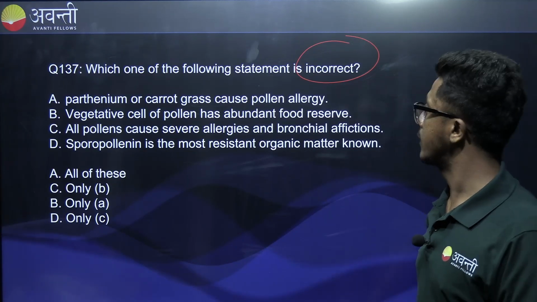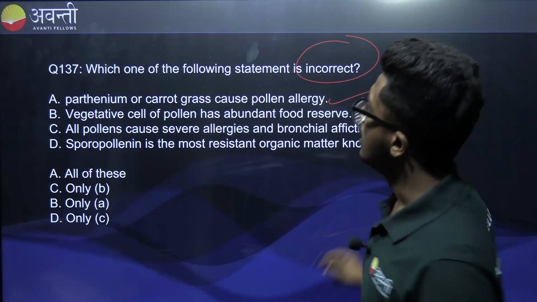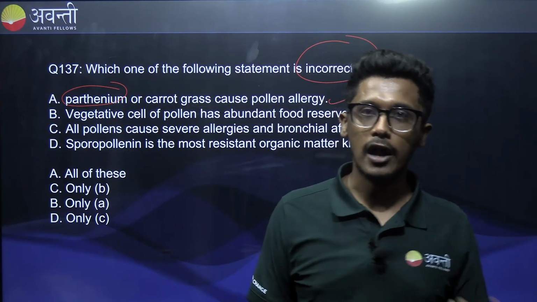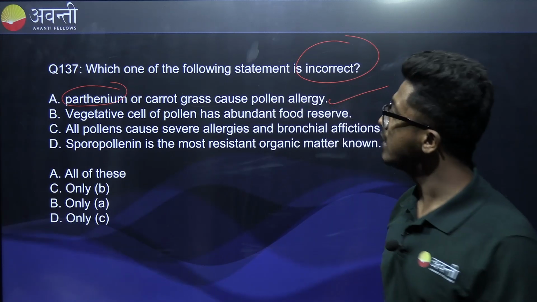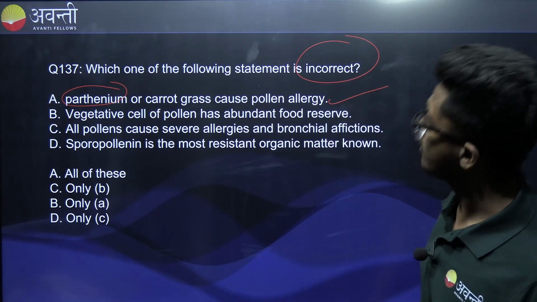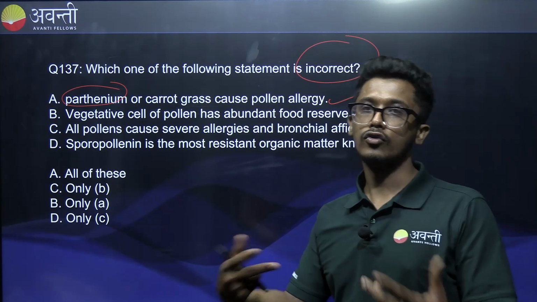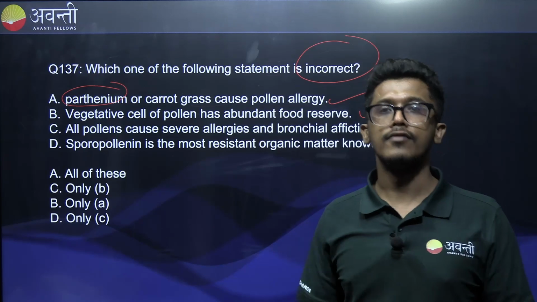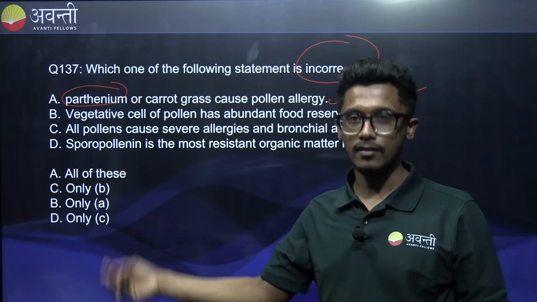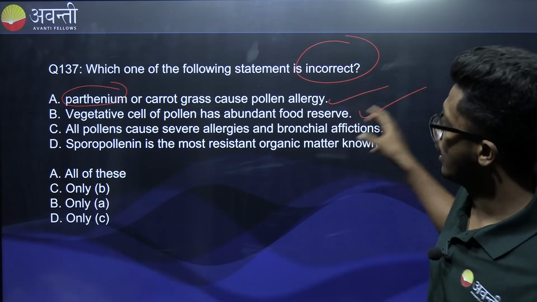Parthenium or carrot grass can cause pollen allergy. Yeah, the biggest culprit for the pollen allergy is this particular plant, where the parthenium releases a lot of wind pollen, and that can cause severe allergic reactions. Okay. Next one, vegetative cells of pollen has abundant food reserve. So vegetative cells of the pollen grains do have the abundant food reserve. Why? They have to support the development of the pollen tube, and they have to make sure that the male gametes reach the ova. That's why they have the abundant food reserve.